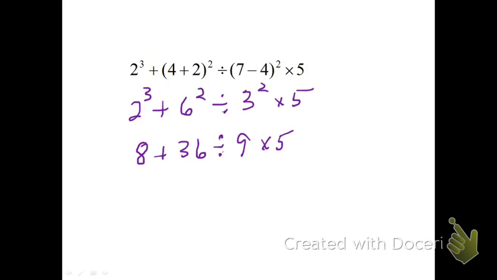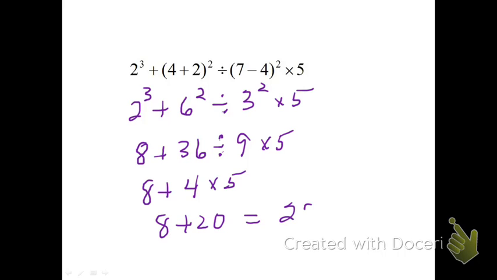All right, so next we do any multiplying or dividing, whatever comes first from left to right. So we have 8 plus 36 divided by 9 is 4, and then times 5. 4 times 5 is 20, so we have 8 plus 20, and now we can add those together. So our final answer is 28.